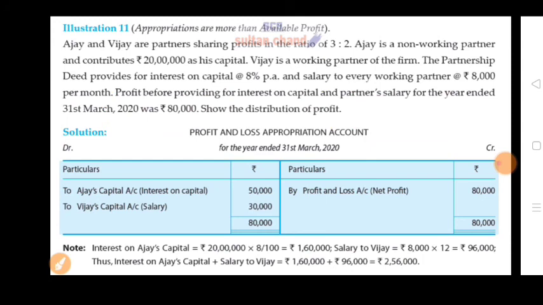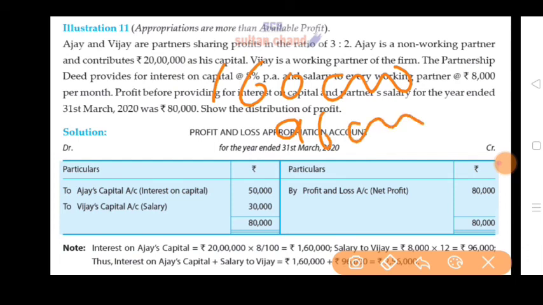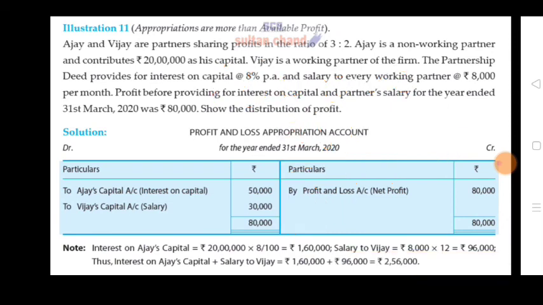Then the profit before providing for interest on capital and partner salary for the year ended 31st March was 80,000. Now if you can see, there is a profit of 80,000. But if you add the appropriations, that is 1,60,000 interest on capital and 96,000 as salary, you will find that the charge against appropriation is more than the profit. So what will we do? We have to distribute profit among partners, but we will not give interest on capital and salary to any partner. We will not give any charge against appropriation.